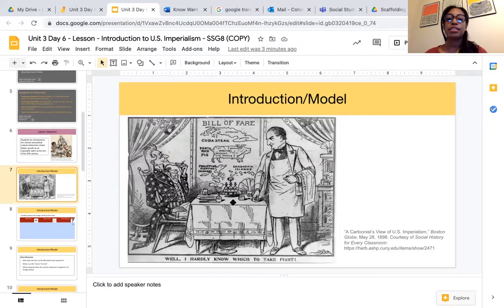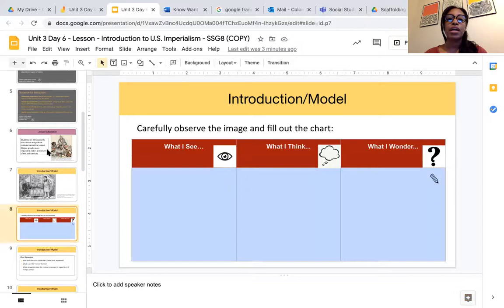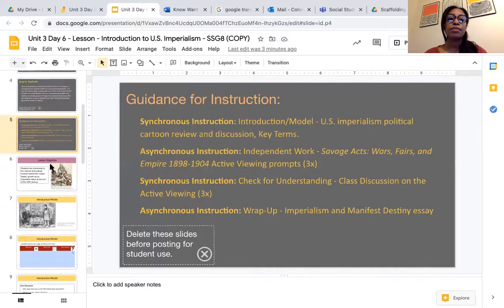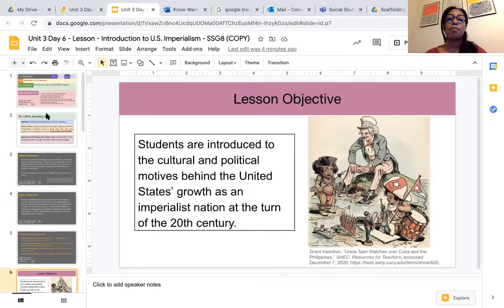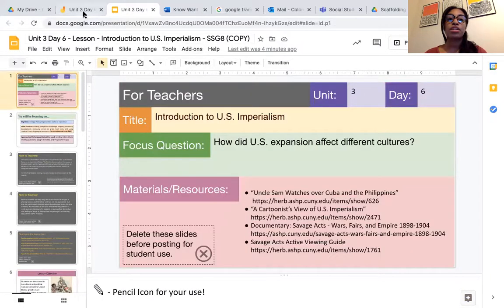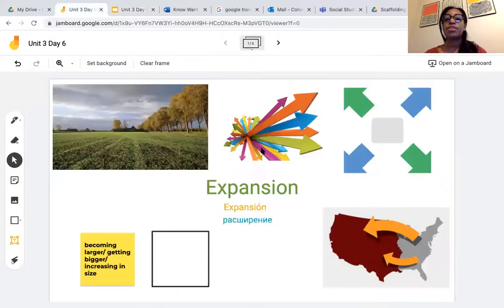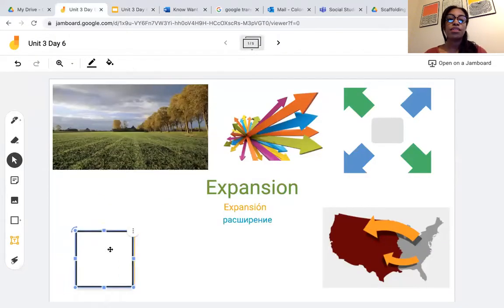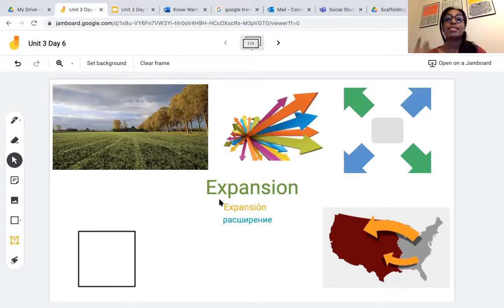But before we get to this introduction or model, we kind of have to review some of the things that we mentioned before, right? That really have to do with the objective and this focus question. And one of the ways that you want to do that is with a Jamboard. So the first thing that you want to do is unpack this word expansion because that's in the focus question. What does it mean to expand? And you can ask the question, based on these images, what does it mean to expand? And the students can, of course, use a sticky note.